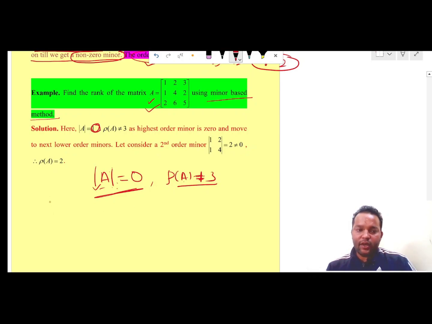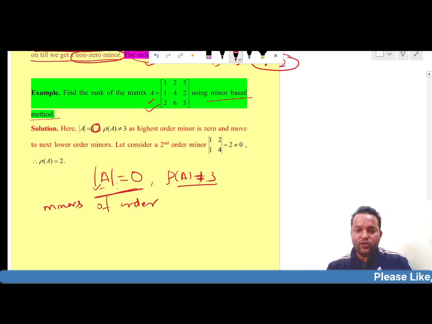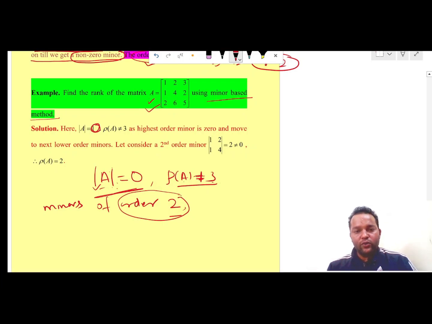And then in the next step, we start with minors of the next lower order, that is minors of order 2. You have to calculate all the minors of order 2. Suppose all the minors of order 2 are equal to 0, then in that case the rank of the given matrix cannot be 2.